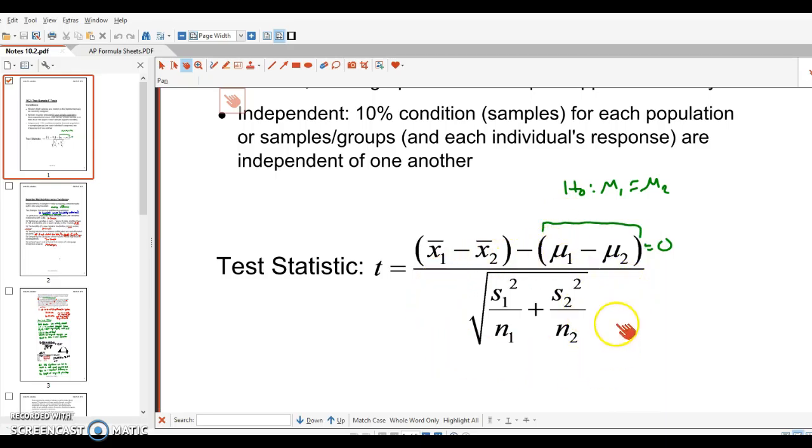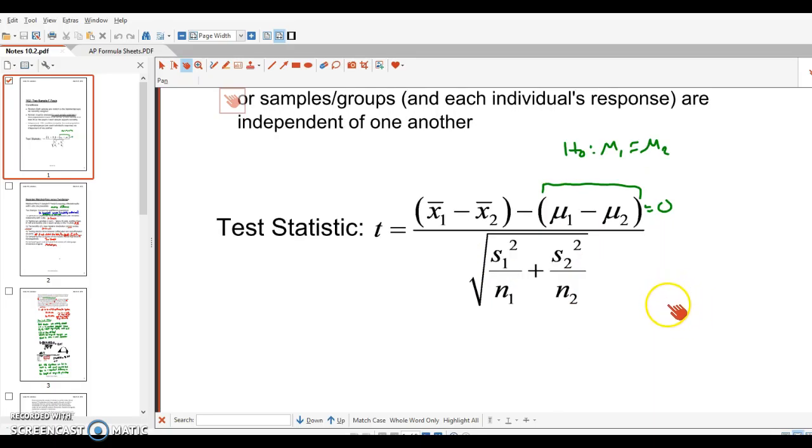Then we have the standard error of the combination of the distributions: the variance of the first one over the sample size of the first one, plus the variance of the second one over the sample size of the second one, all under the root. And then you would go to the t-table with the degrees of freedom.